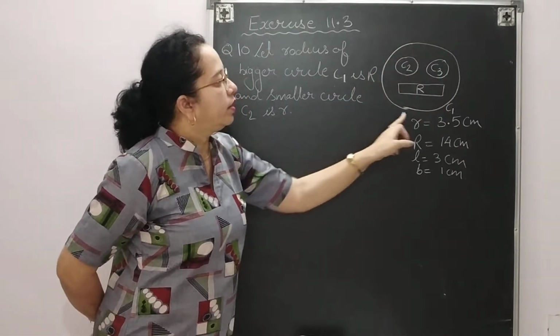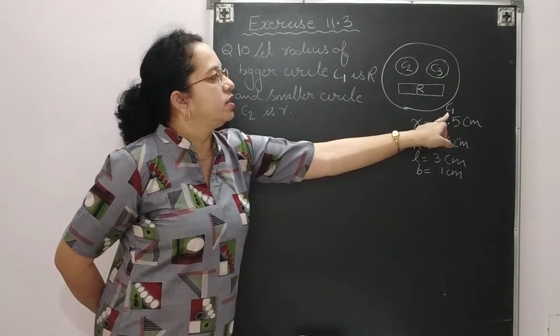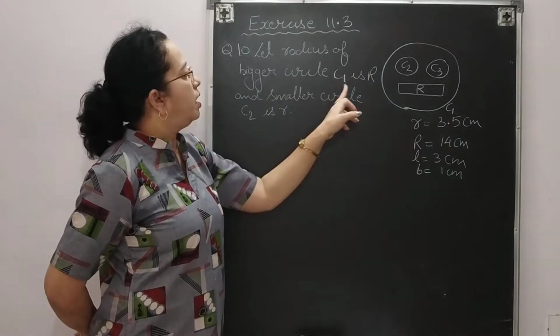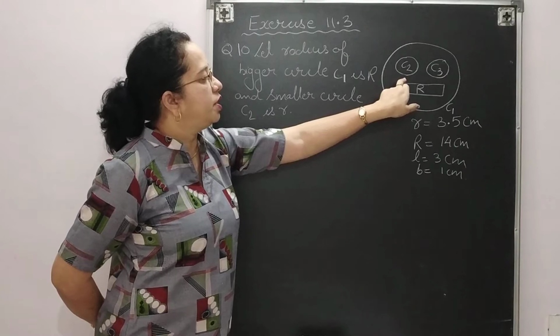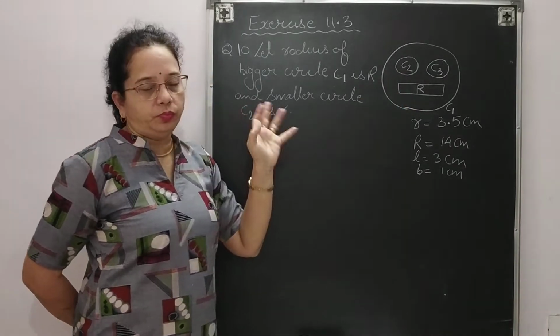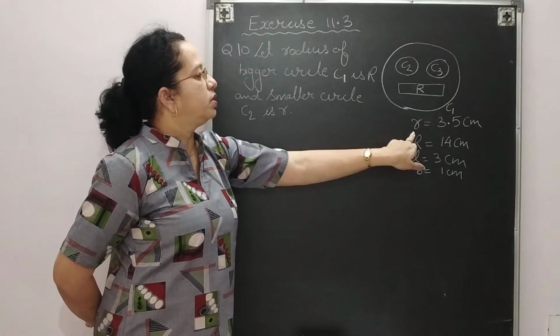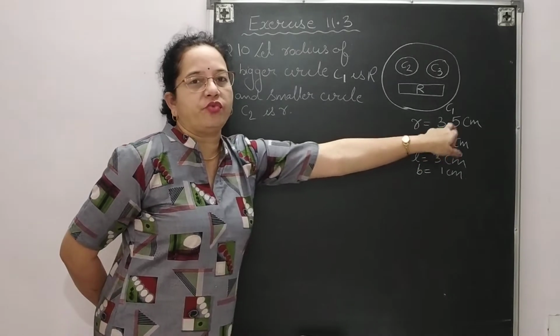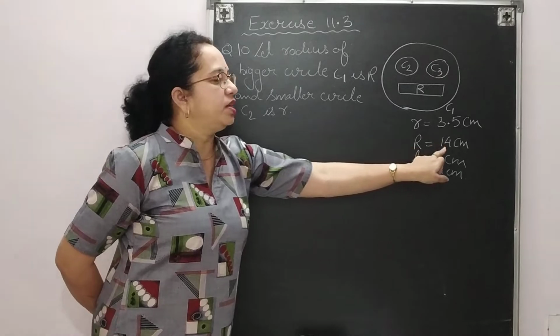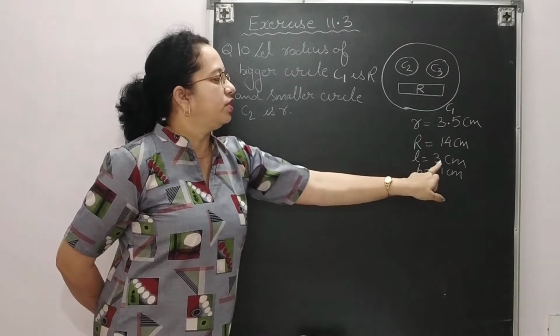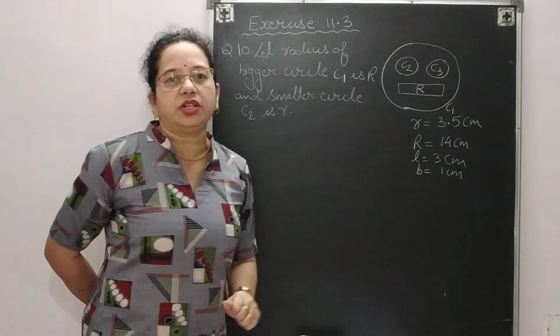Let the radius of the bigger circle, which I have named C1, be capital R, and the smaller circle C2 be small r. Now we will see what other information is given. Small r is equal to 3.5 centimeter, capital R is 14 centimeter. For this rectangle, length is 3 centimeter and breadth is 1 centimeter.